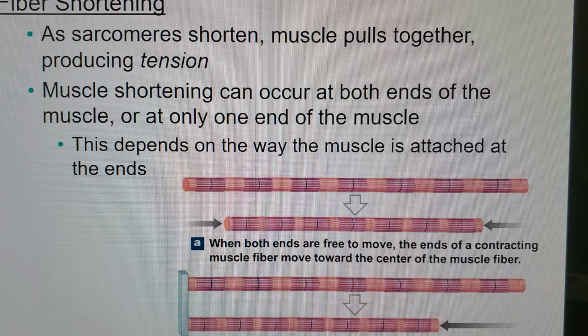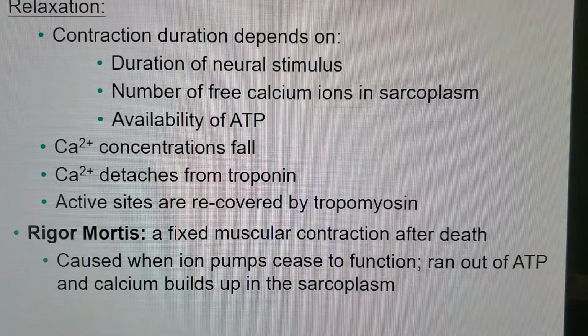As the sarcomeres shorten, the muscles pull together, and this makes the tension. The muscles shorten, maybe from both ends, maybe from one end, and this will be determined by how the muscle organ is attached. And we're going to go over that more in our next chapter.